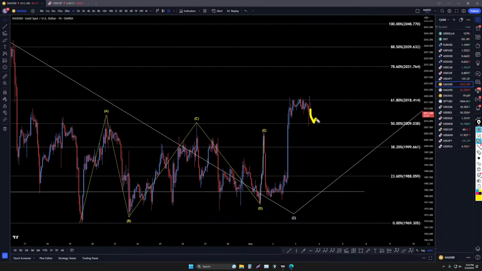If it spends the next hour or two going down, that's going to give me even more confidence that it's going to go up at the news for the continuation of the uptrend.